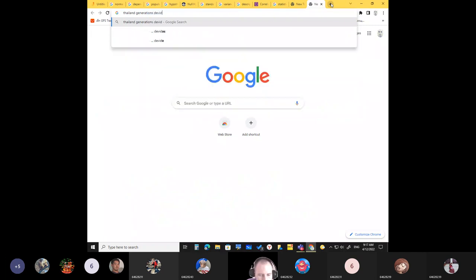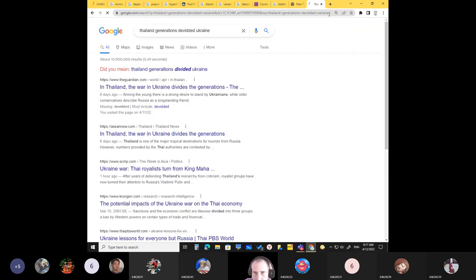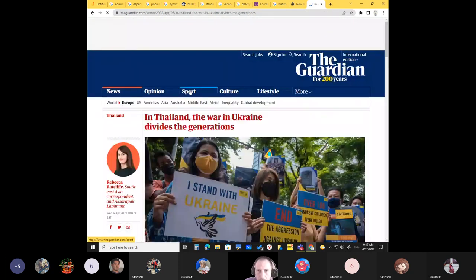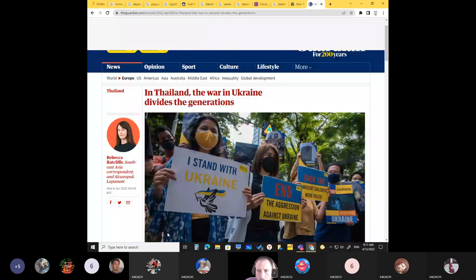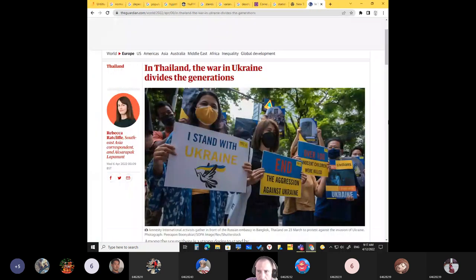This is the news I saw. In Thailand, the war in Ukraine divides the generations, right? If you read the article, they're saying older people are pro-Russia and younger people are pro-Ukraine. Why? My explanation is simple.